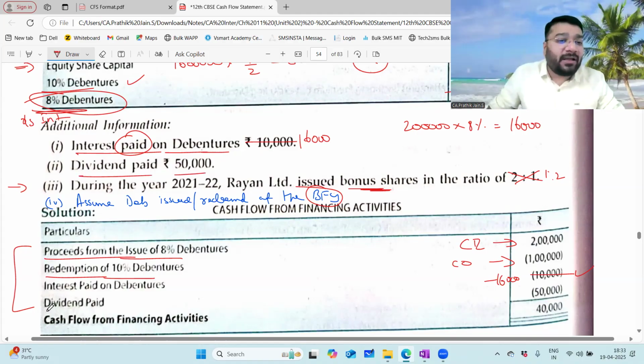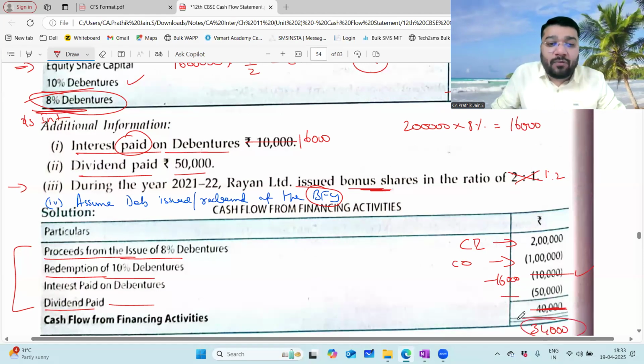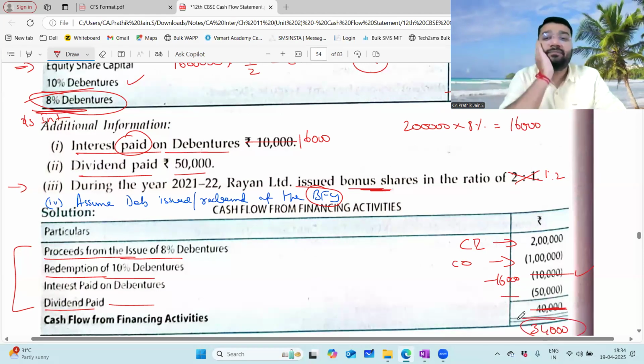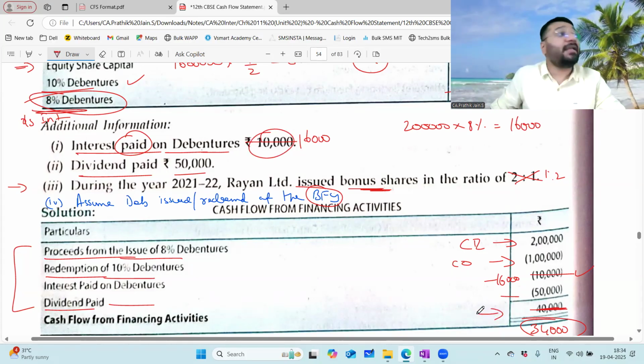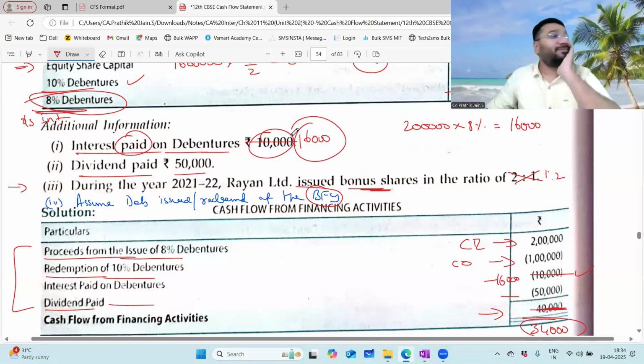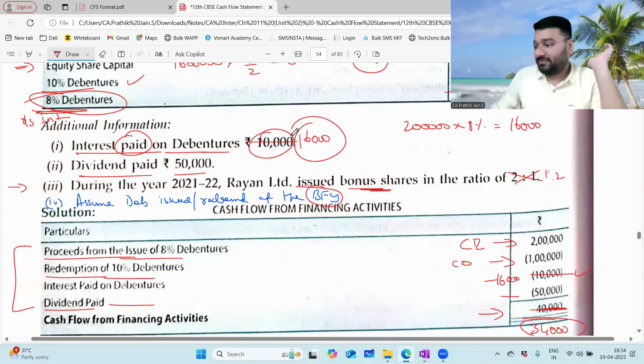Dividend paid is how much? 50,000. Cash outflow, 50,000. So what is the net answer? 34,000. 34,000 rupees is the cash flow from financing activity. If you assume the same 10,000 given in the textbook, then the answer is 40,000 only. But in segment 2, there will be change. In segment 2, how much will you add? 16,000 only will add back. Now tell me what is the problem.